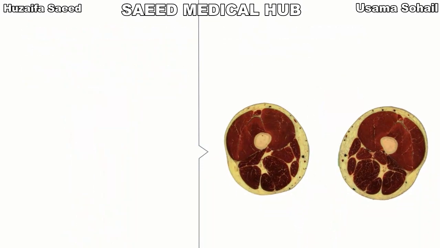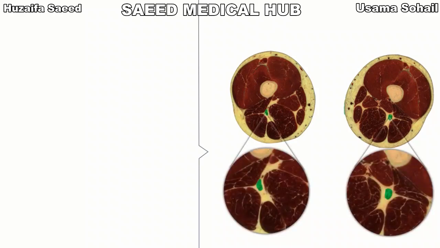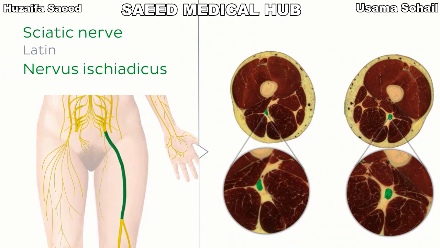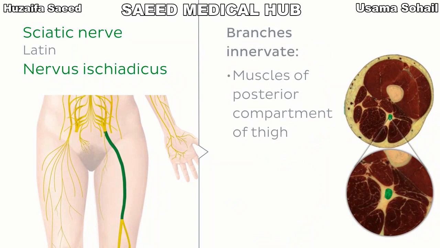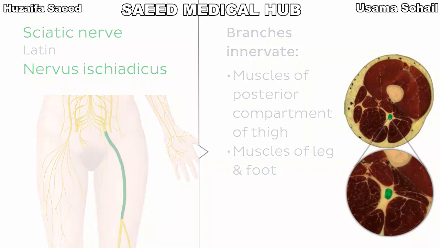The final structure which I would like to point out in our cross-section today is the structure seen here, which is the sciatic nerve. Located deep within the muscles of the posterior compartment, the sciatic nerve is the largest branch of the lumbosacral plexus and innervates the muscles of the posterior compartment of the thigh as well as those of the leg and foot via its branches. And with that, we have now identified all of the major structures of this cross-section. I hope you have enjoyed exploring it with me. But don't go anywhere, I still have to recap.